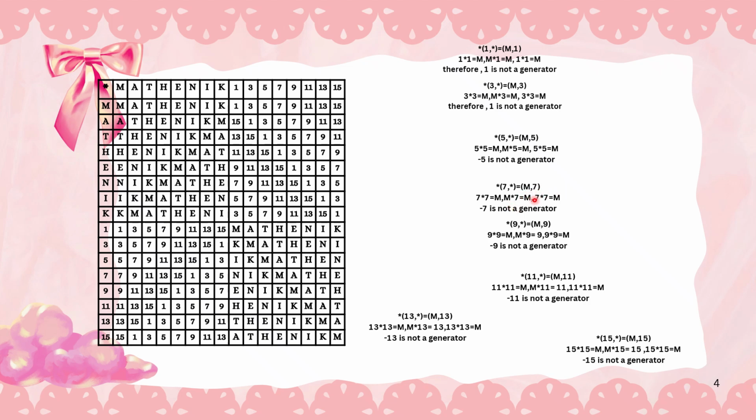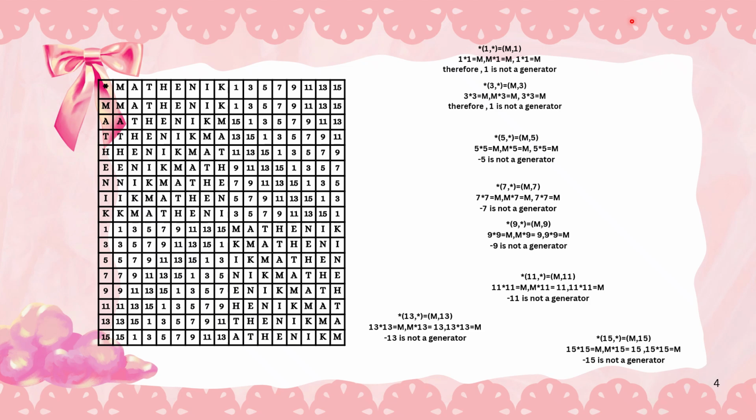This would be 7. Then next we have to operate it again: 7 operates 7 is equal to M. Therefore, 7 is not a generator. Now let's proceed to 9, wherein we operate it by itself: 9 operates 9 is equal to M, and M operates 9 is equal to 9, then 9 operates 9 is equal to M. Therefore, 9 is not a generator.